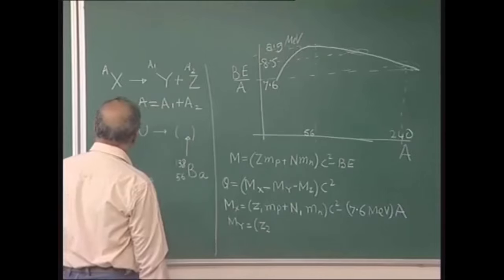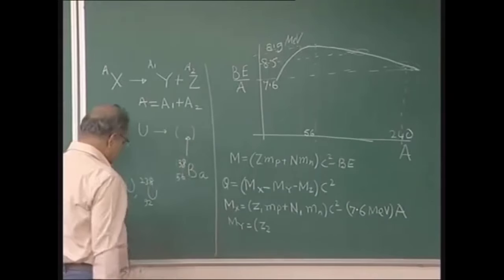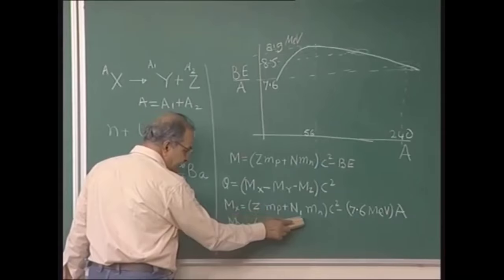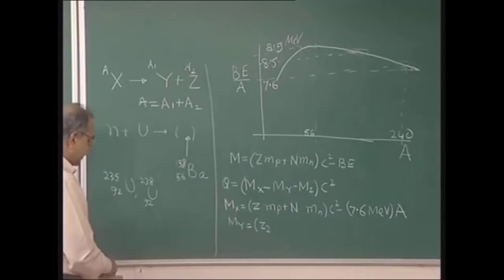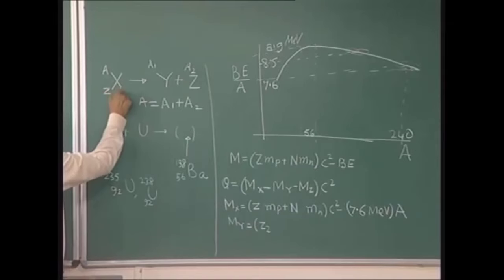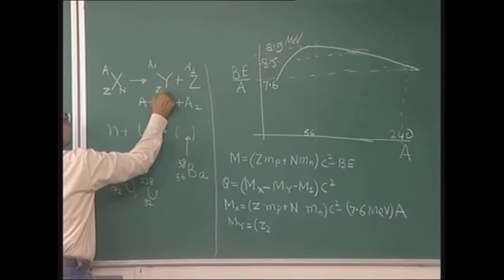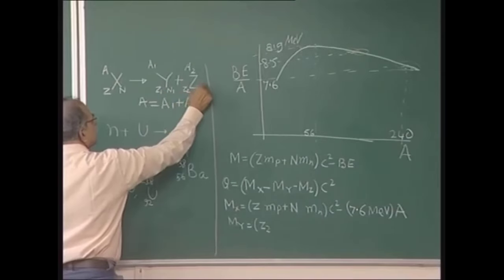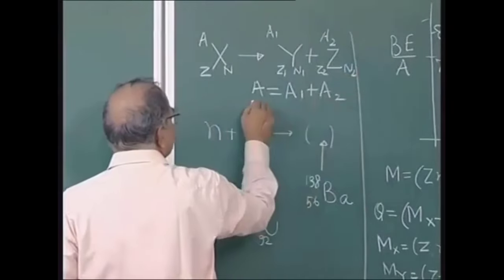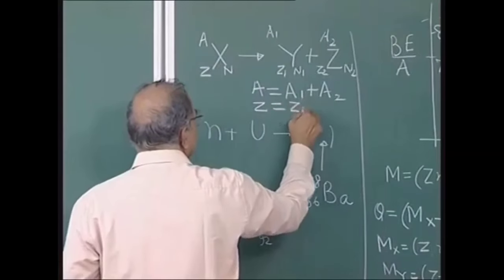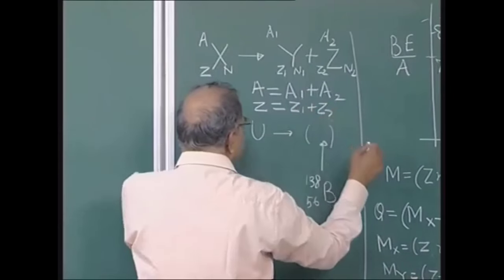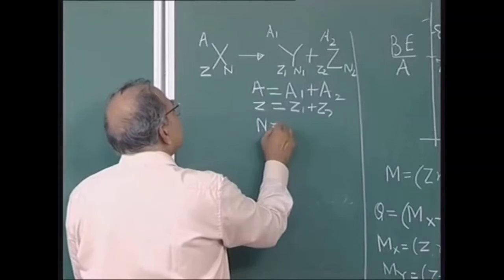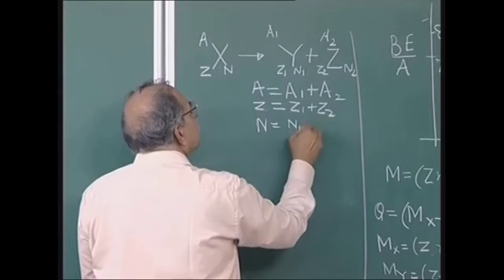Then My similarly you can write, My is equal to Z2, or let me write this as 1 and this as 2, and this is without subscript. So, let me write this as just Z and N for the first nucleus. So, this is Z and this is N, and this is Z1 and this is N1, and this is Z2 and this is N2. So, A is A1 plus A2, Z is Z1 plus Z2, and N is N1 plus N2.